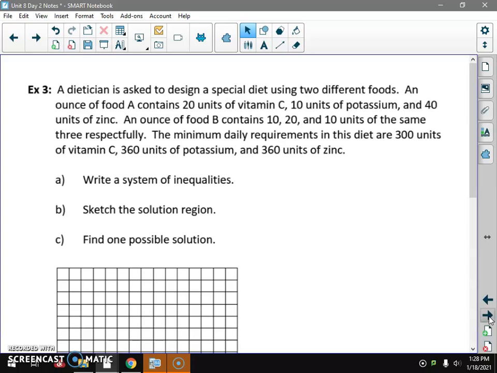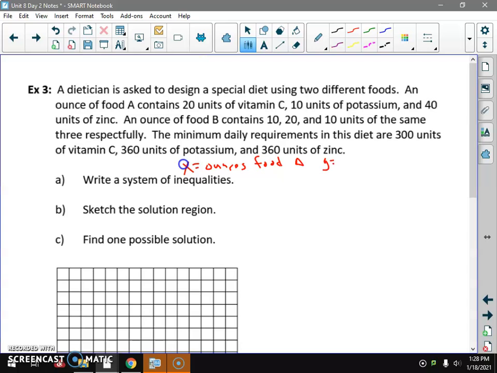There's our variables. An ounce of food A contains 20 units of vitamin C, 10 of potassium, 40 of zinc. An ounce of food B contains 10, 20, and 10 of the same. Minimum daily requirements in a diet are 300 units of vitamin C, 360 of potassium, and 360 of zinc. So we're going to create our 2 variables. X equals ounces food A. Y equals ounces food B.